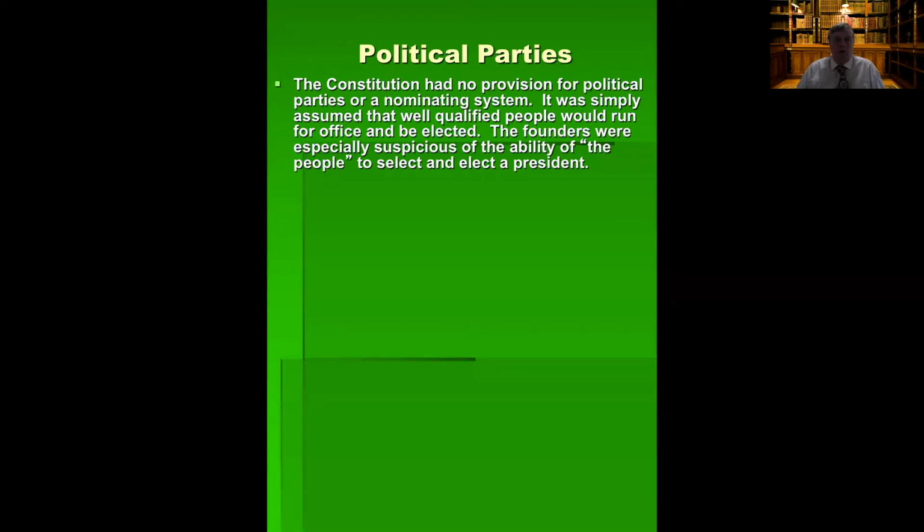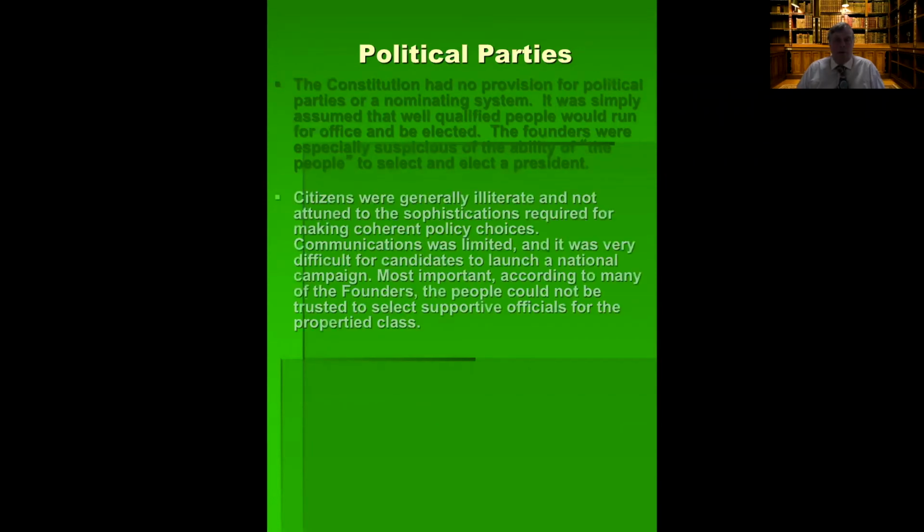The founders were especially suspicious of the ability of the people to select and elect a president. Citizens were generally illiterate during this time. They were not attuned to the sophistications required for making coherent policy choices. Communications were limited, and it was very difficult for candidates to launch a national campaign. More important, according to the founders, the people could not be trusted to select supportive officials for the propertied class. The people, particularly those who did not have property, were subject to bribery.